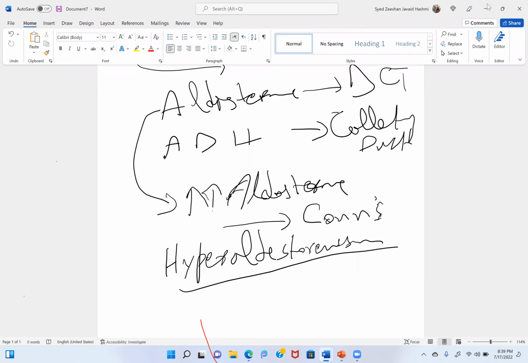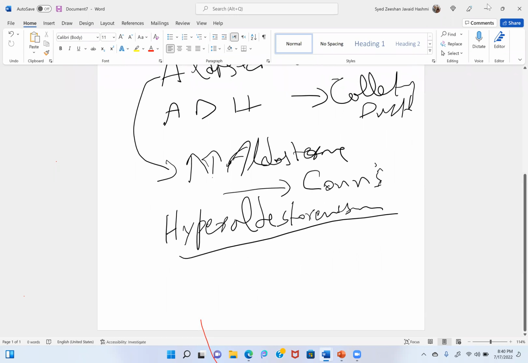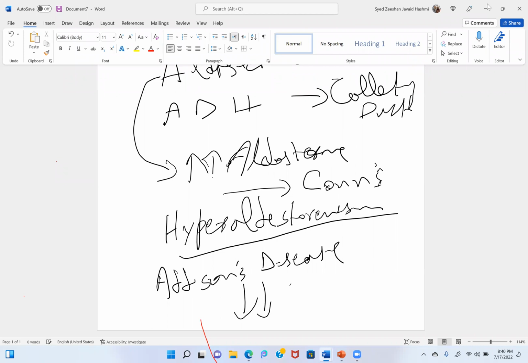Yes, please. Anyone? Cohen's syndrome is hyperaldosteronism. Okay, so it is high, and hypoaldosteronism is part of Addison's disease, in which there is a decrease in all these steroids. Okay.